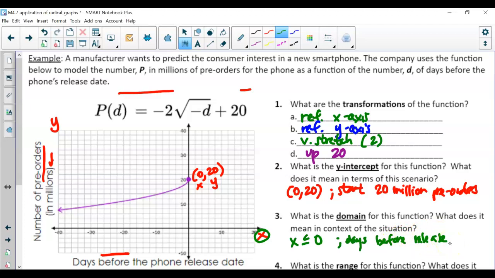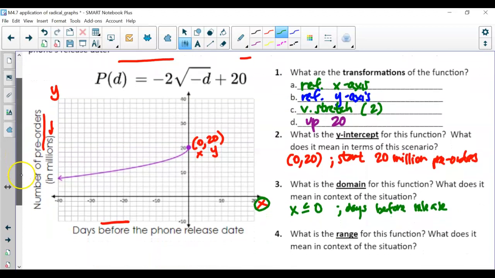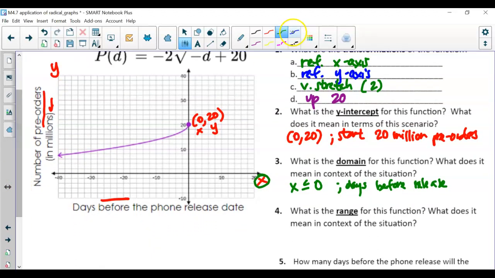So then what is the range of this function, and what does it mean? The range is the y values, starting here at 20, and going down, less than or equal to. And then what is the range in context of this situation? The number of pre-orders.